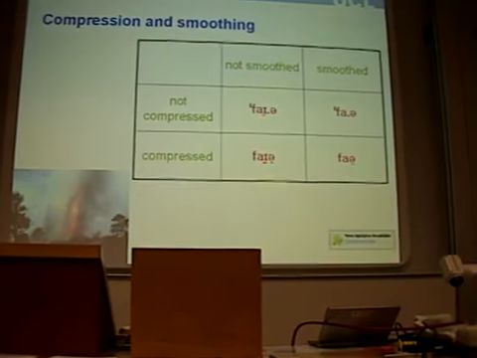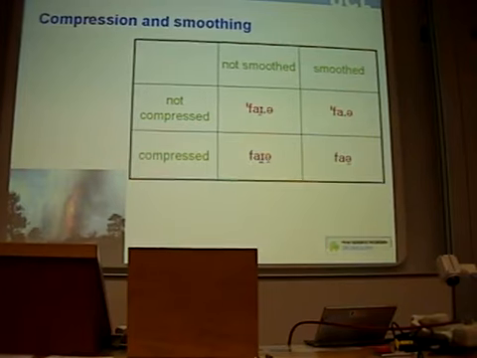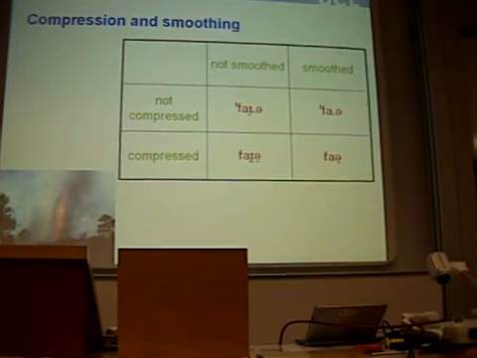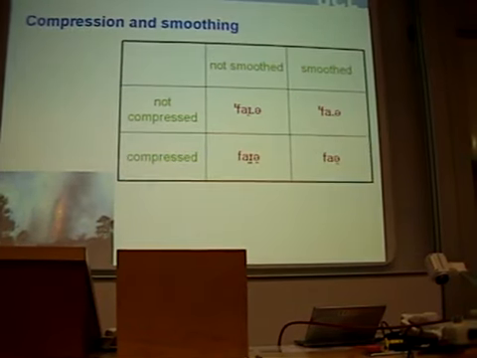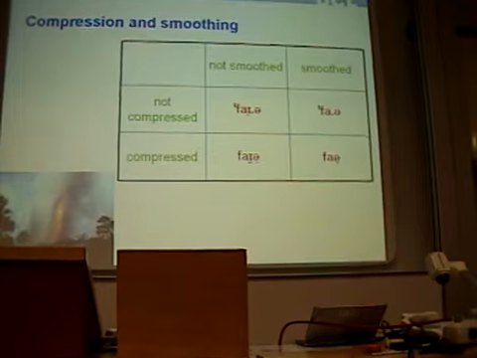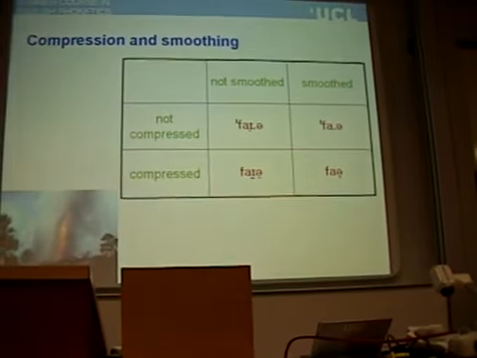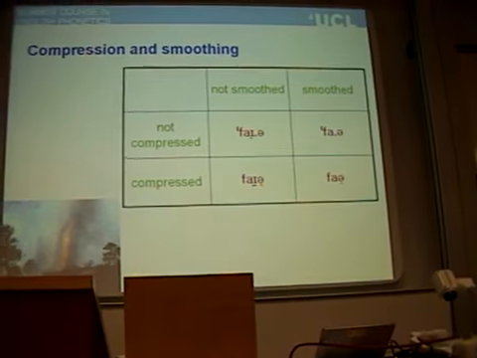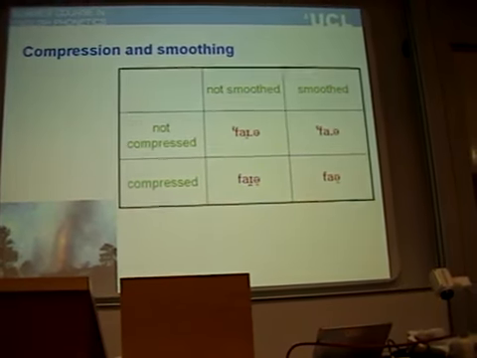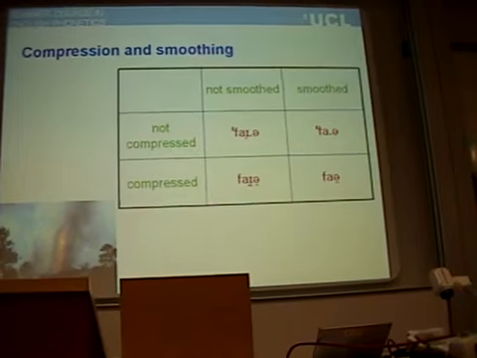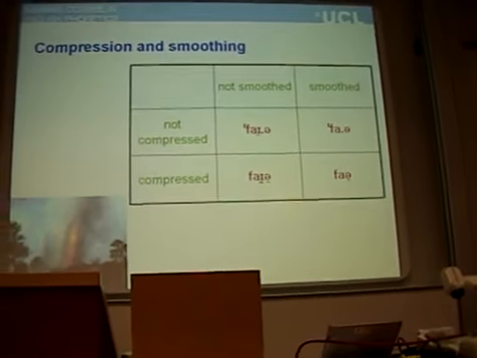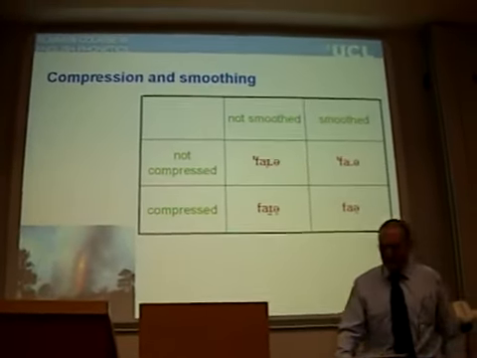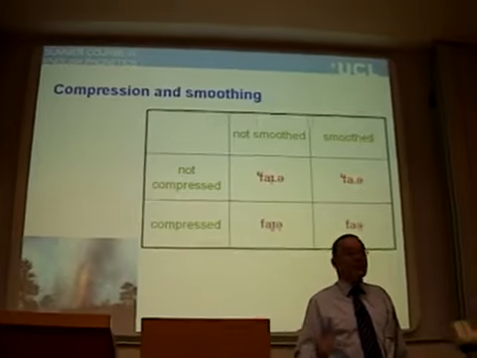If we then compress the unsmoothed aya, we get a single syllable, fire. If we compress the smoothed ah, we get a single syllable, fa. And the problem is that historically, it's really the compressed, not smooth thing that is our starting point once the R was lost.